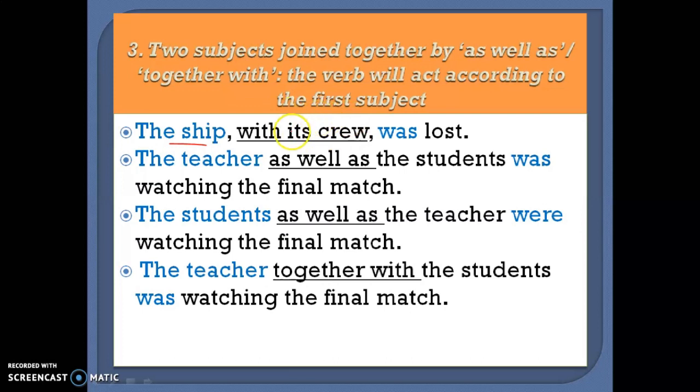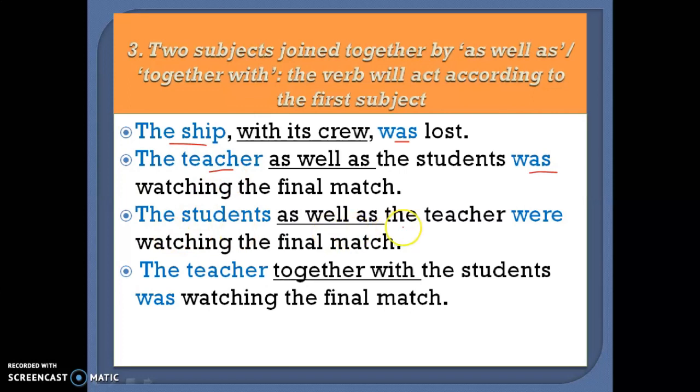So, crew is associated with the ship. We are not talking about the crew. We are talking about the ship. Ship is the main subject, and that's why we have used singular verb. The teacher as well as the students was watching the final match. Now, verb is according to our first subject, that is the teacher.